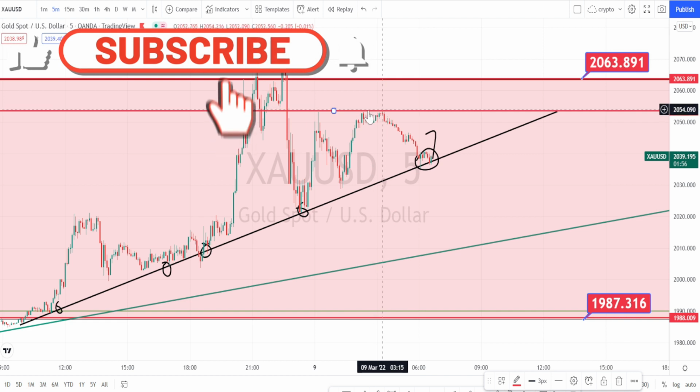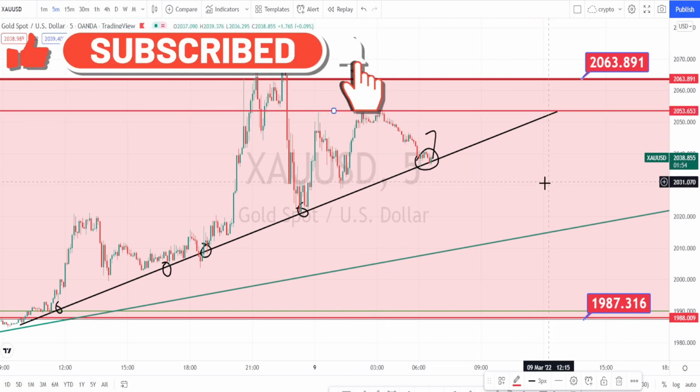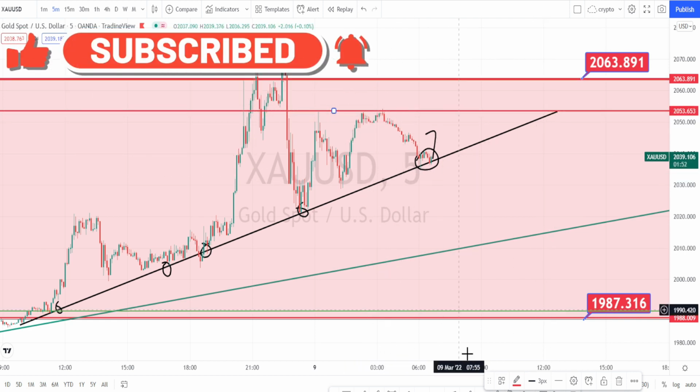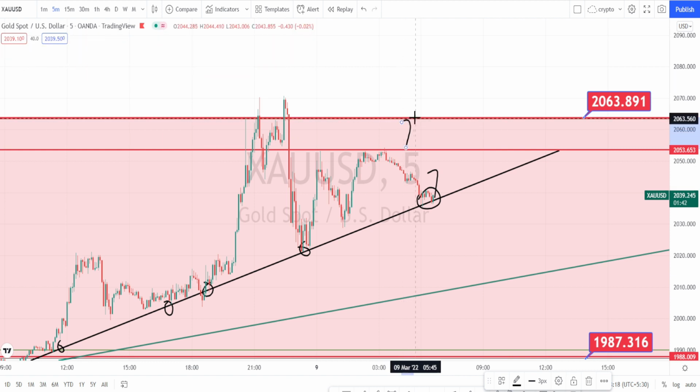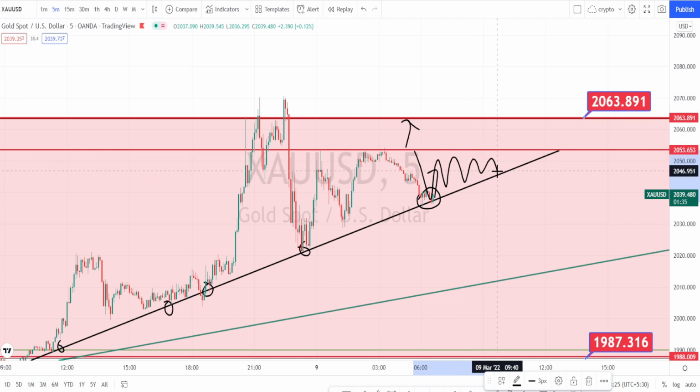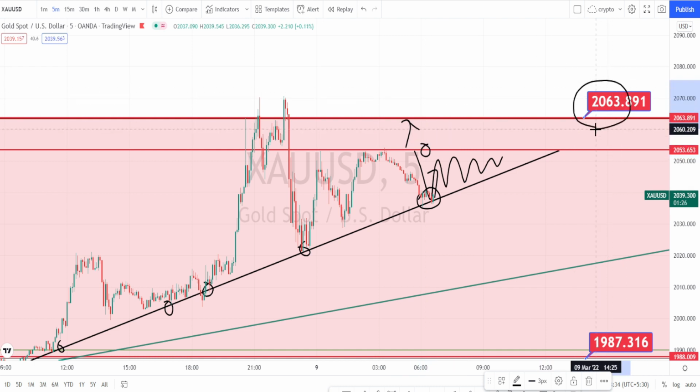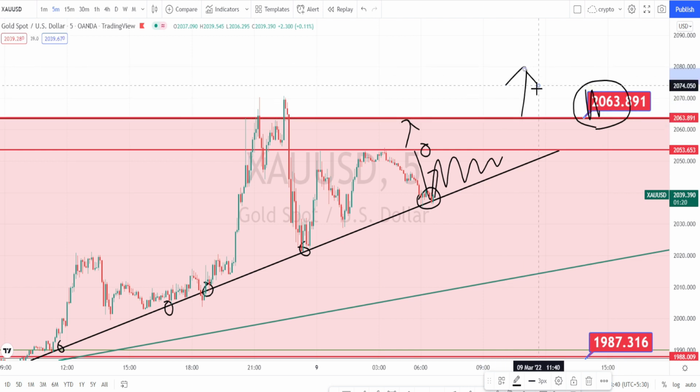Only if the price action breaks this resistance level of 2053, we can expect a continuation of the bullish trend. Otherwise, we can expect a consolidation to happen between this support and resistance level. Even if the price action breaks this resistance line, we have the higher time frame resistance level also. It has to break this resistance level in order to start its bullish trend.